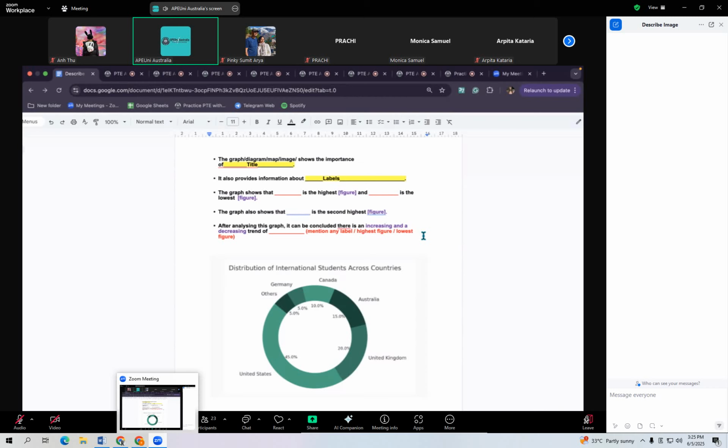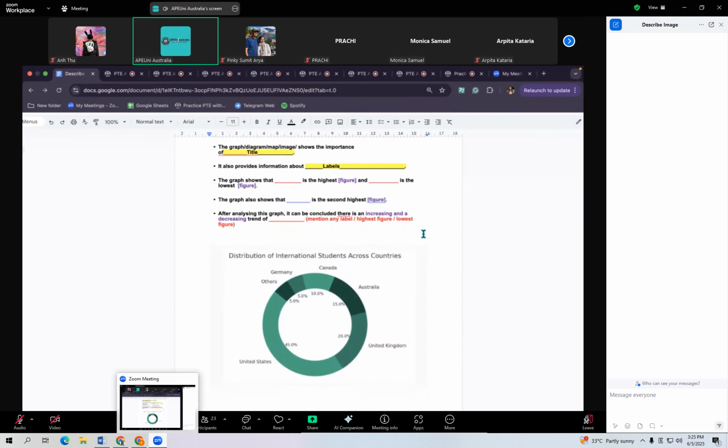So let me describe this question for you guys, and then you can tell me if you have questions, right? Let's try it out. It's a pie chart. The image shows the importance of distribution of international students across countries. It also provides information about Canada, Australia, United Kingdom, United States, others, and Germany. The image shows that United States is the highest, 45%, and Germany is the lowest, 5%. The image also shows that United Kingdom is the second highest, 20%.